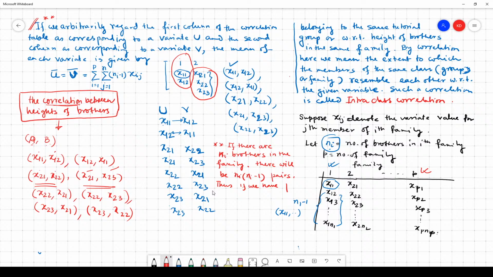Thus, if we have p such families, there will be the sum over i from 1 to p of ni into ni minus 1, the total number of pairs.